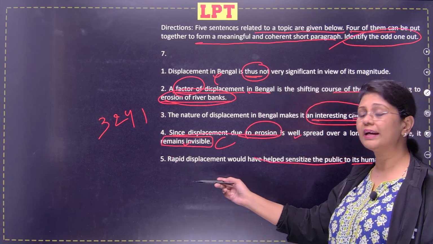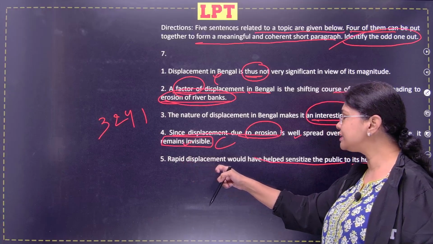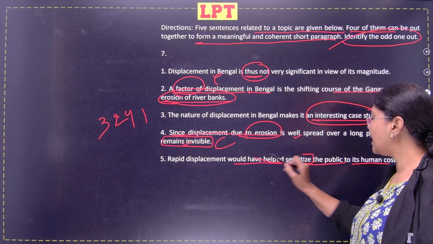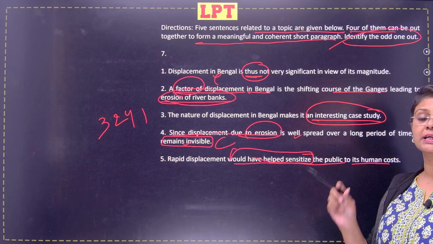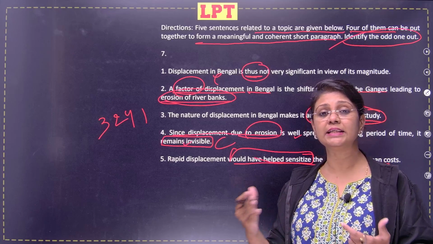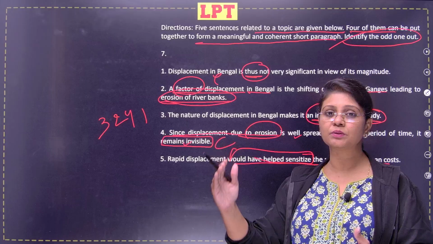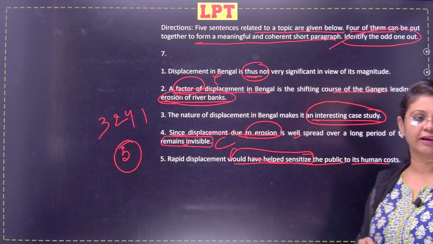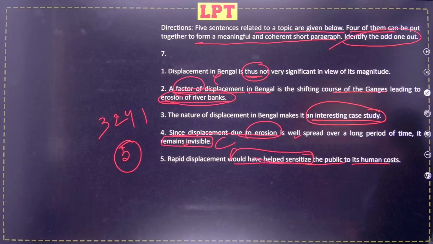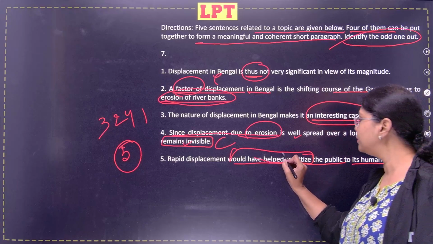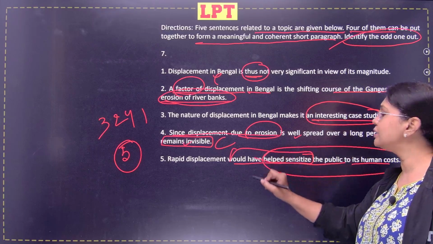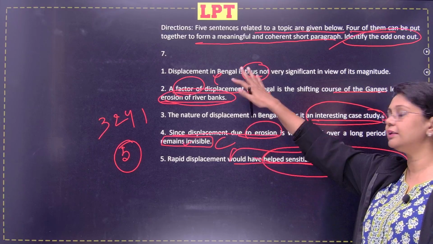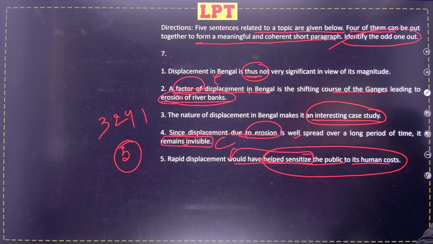On the other hand, if you look at 5, it says rapid displacement would have helped sensitize the public to its human cost. This is something which is talking about sensitizing the public, which does not match the rest of the discussion in the paragraph. So your odd one out is sentence number 5. So 3, 2, 4, 1 forms a sequence of the ideas being discussed here. The fifth one talks about sensitizing the public to its human cost, and this is an idea which is completely unrelated to the rest of the 4 statements. So that fifth one becomes our odd one out.